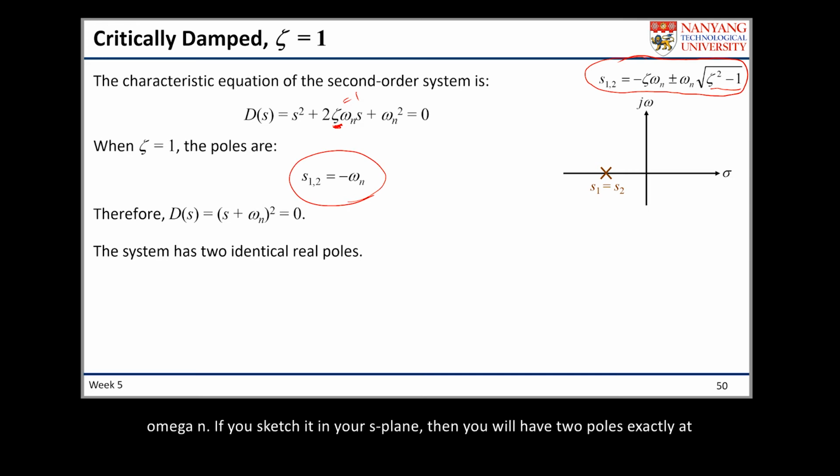If you sketch it in your S-plane, then you will have two poles exactly at the same location, probably at this location. Remember, we only consider a stable system in this case now. So the two poles at the same location, both of them at the left-hand plane of the S-plane. These two are exactly at the same position on the real axis. This is when you have a critically damped system.